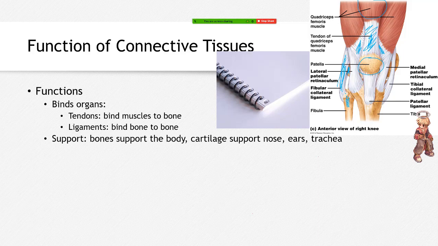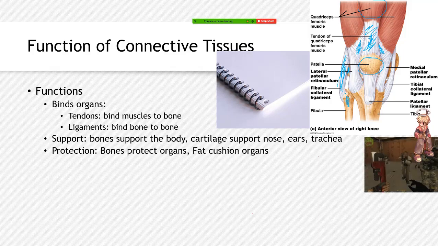Another function is support. Connective tissue helps support different structures of our body, whether it's the nose, our ears, or even our trachea. It's important to support the trachea to keep the airway open at all times so that we can keep on breathing. It's also for protection. Bones protect organs. Fats protect the organs as a cushion, and also store energy.